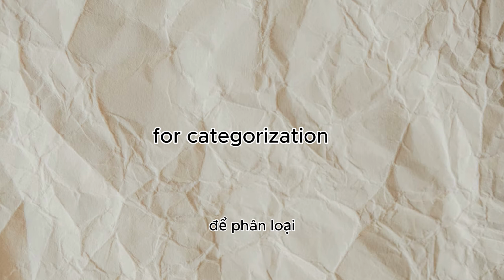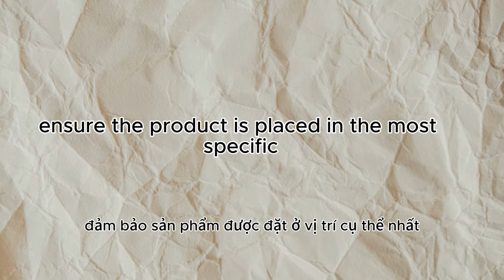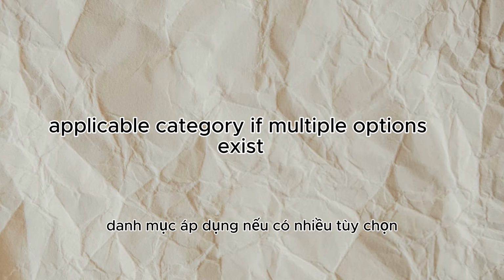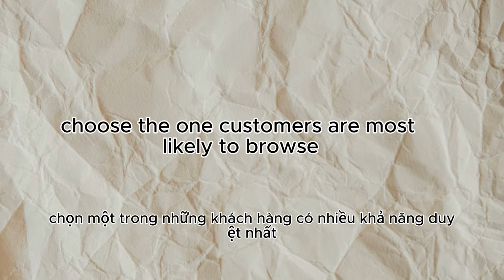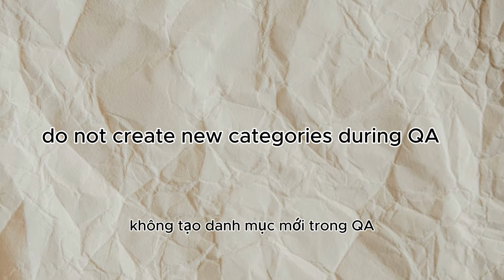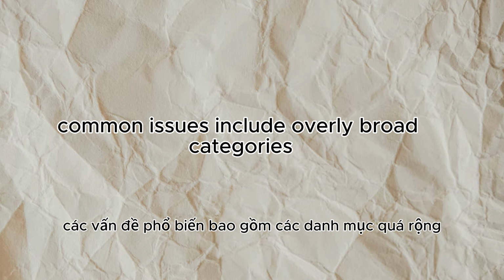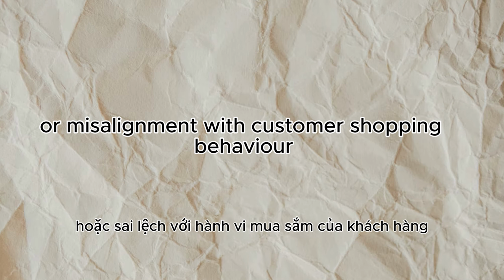For categorization, ensure the product is placed in the most specific applicable category. If multiple options exist, choose the one customers are most likely to browse. Do not create new categories during QA. Common issues include overly broad categories or misalignment with customer shopping behavior.